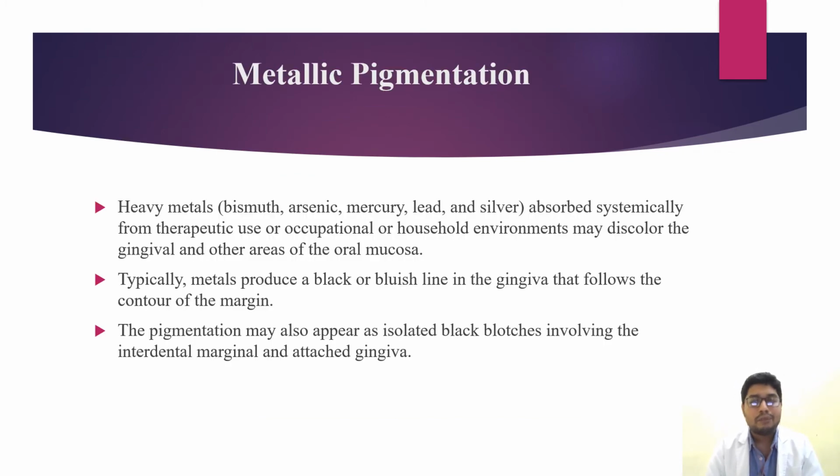Metallic pigmentation can sometimes be seen in the gingiva. For example, bismuth, arsenic, mercury, lead, and silver that are absorbed systemically from therapeutic uses or occupational or household environments may discolor the gingiva and other areas of oral mucosa. Typically, metal produces a black or bluish line in the gingiva that follows the contour of the margin. The pigmentation may also appear as isolated black blotches involving the interdental margin and attached gingiva.